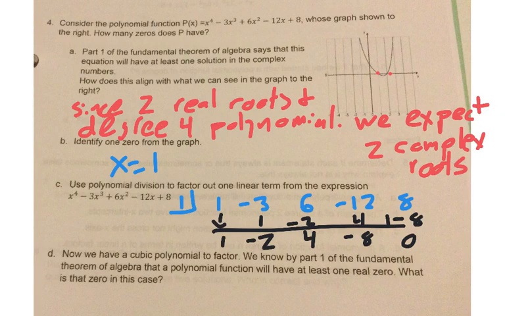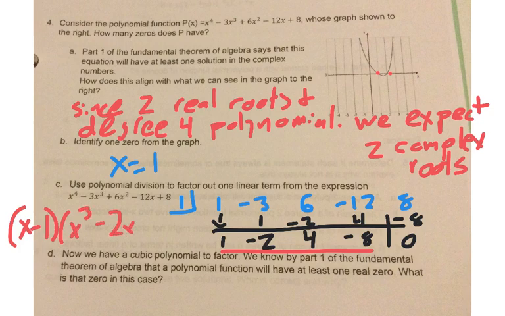So that means right now I have it factored to be x minus 1 times, and then what's left? Well, my new depressed polynomial down here is x cubed minus 2x squared plus 4x minus 8. And it says now that we have a cubic polynomial to factor, we know by part 1 of the fundamental theorem of algebra that a polynomial function will have at least one real 0. So what is that 0 in this case?